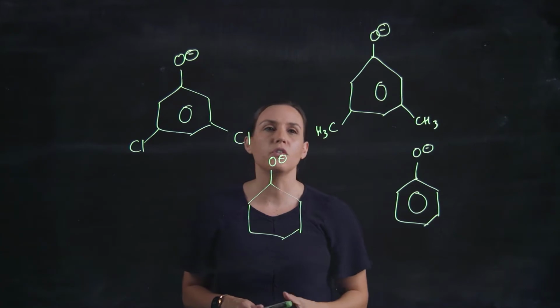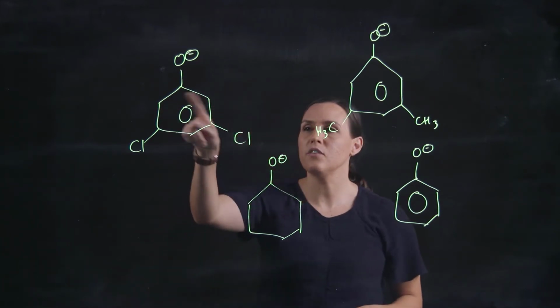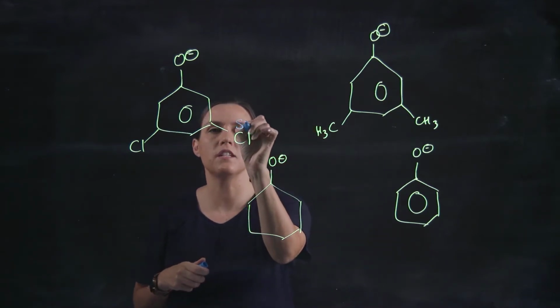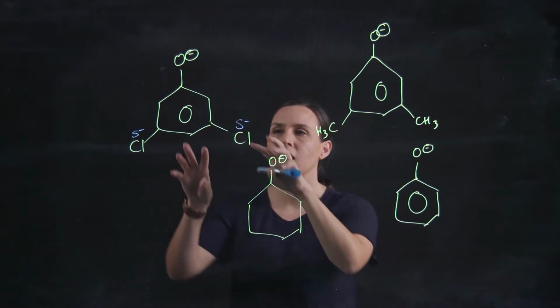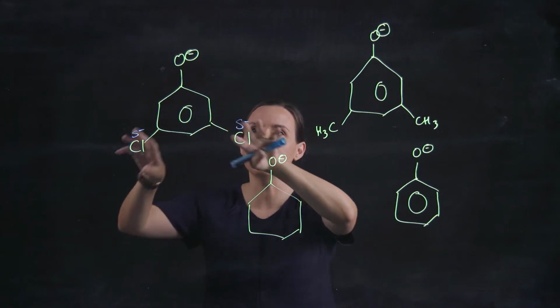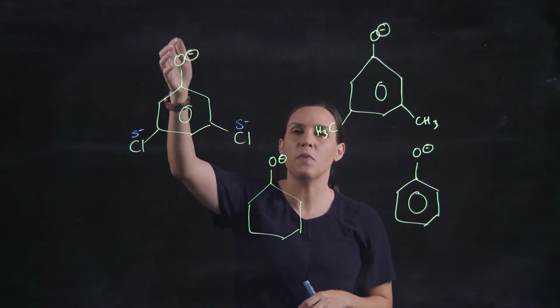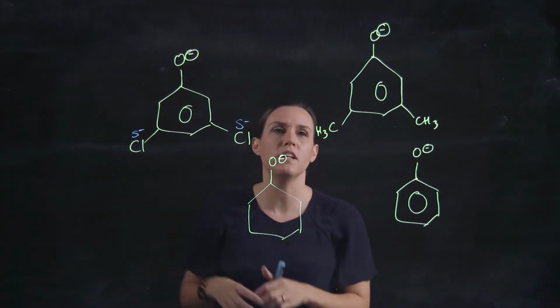Looking at the groups that are attached, we've got a benzene ring with two chlorines. Remember, these chlorines are delta negative, so they're going to be pulling electrons from that benzene ring onto themselves. In doing so, it's going to be tying the O- more into that benzene ring, because it's like that pull into the ring.